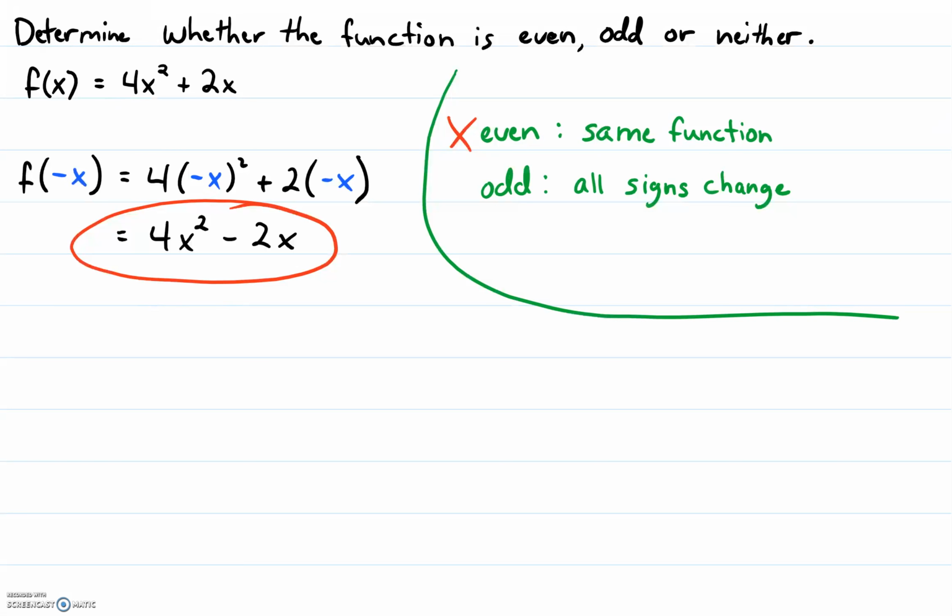So when you've run it through both of the tests for even and odd, and you get an x on both of them, or in other words, if it's not even or odd, then your conclusion is that it has to be neither. So this particular function is neither even nor odd. And that's your answer.